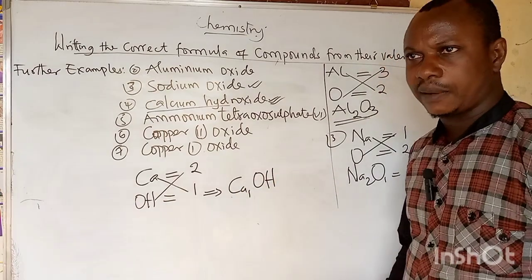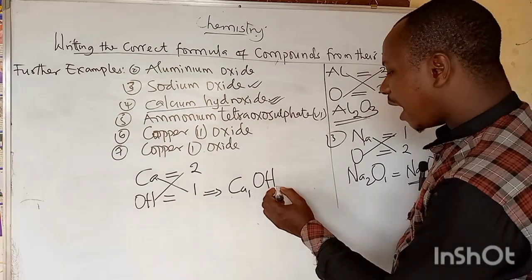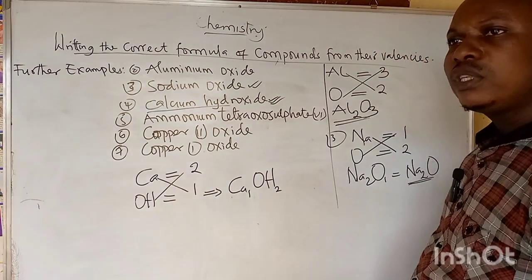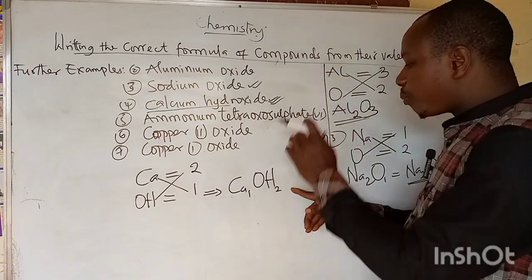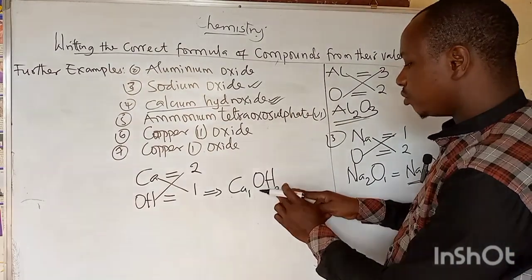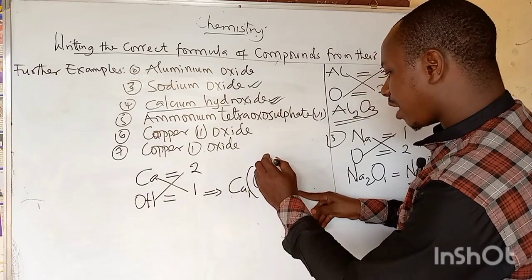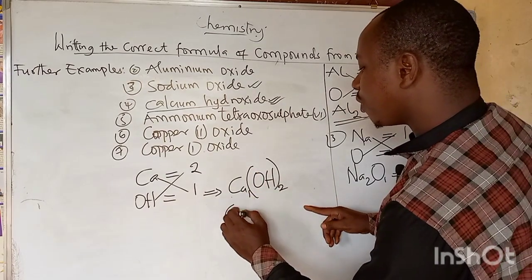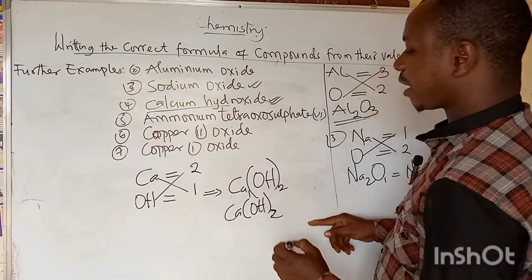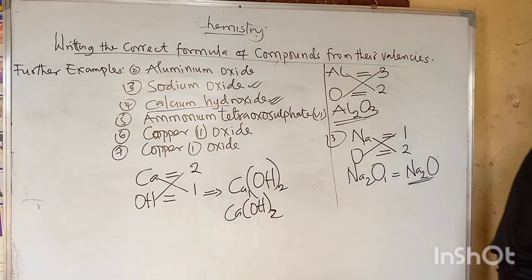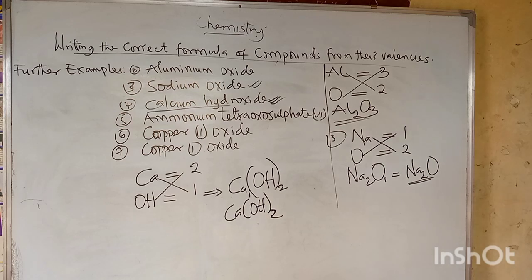So just think, how are you going to put that 2? Are you going to put that 2 here? If you put that 2 here, it will look as if the 2 is only affecting hydrogen, but it's supposed to affect both oxygen and hydrogen. So we are going to put a bracket and add that 2. So the formula now becomes Ca(OH)2. Watch it very clearly. If you put that 2 there, it will look as if it's only hydrogen. So the best thing to do is to put it in brackets. Let's check the other one.